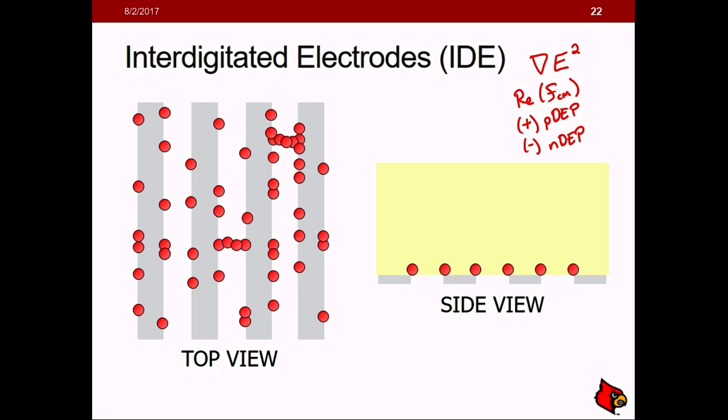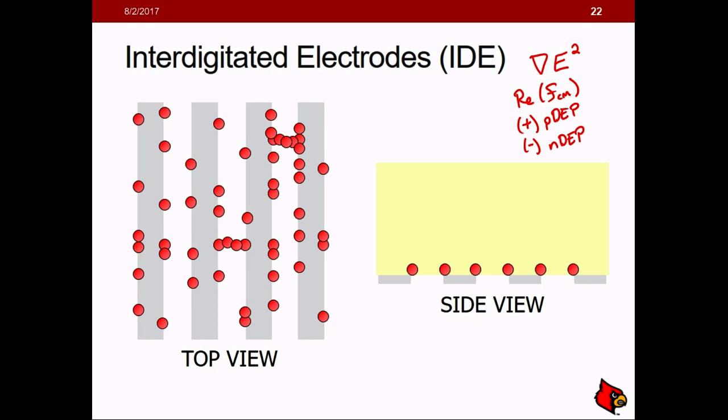So this is pearl chaining, and that happens with these particles when they are polarized. So this is an example of positive dielectrophoresis.